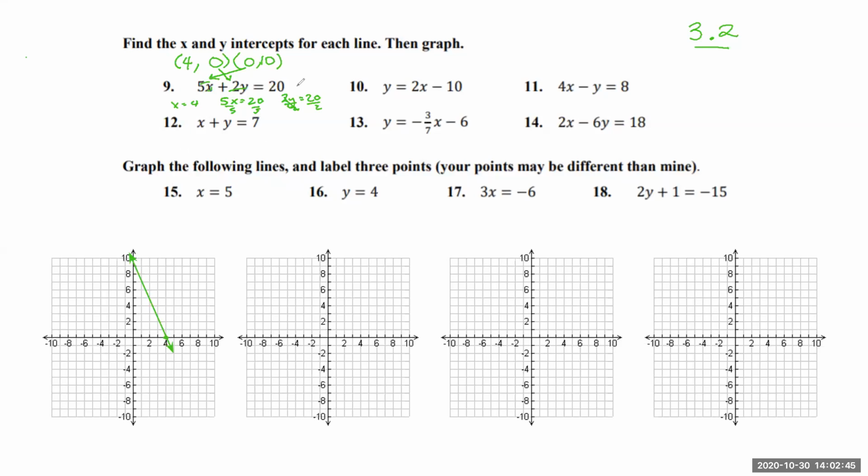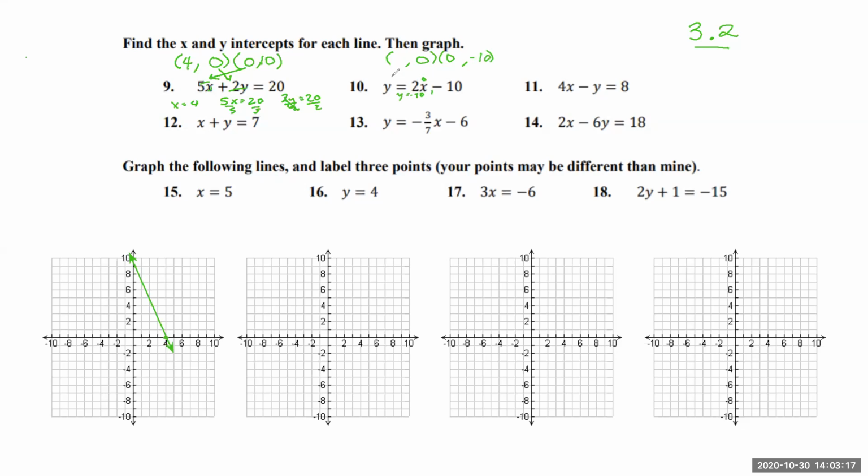Going to number 10 here, we're doing the same thing, plugging in 0 for Y and for X and finding our coordinates that way. What's good about this next one is that we actually have it in Y equals mx plus b. That plus b is going to be our Y. When we plug in 0 for X here, all we come out with is Y equals -10. So it's an easier one for the Y.